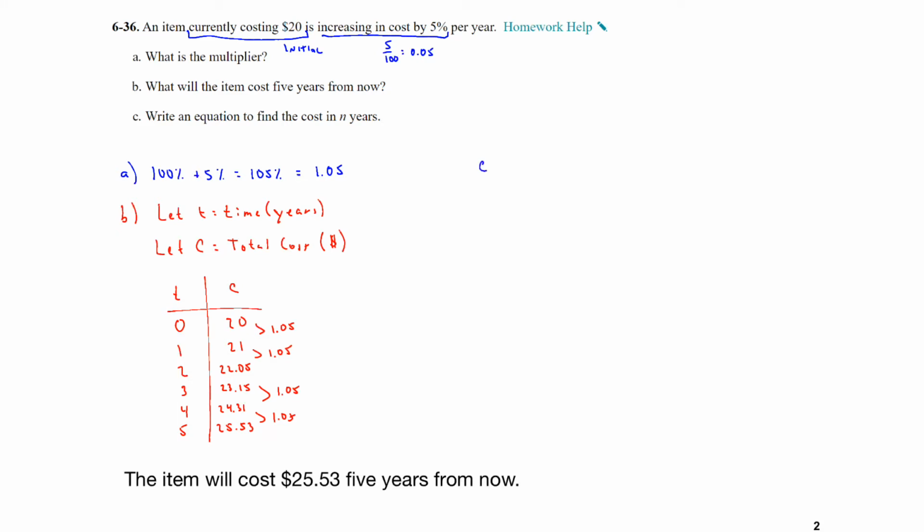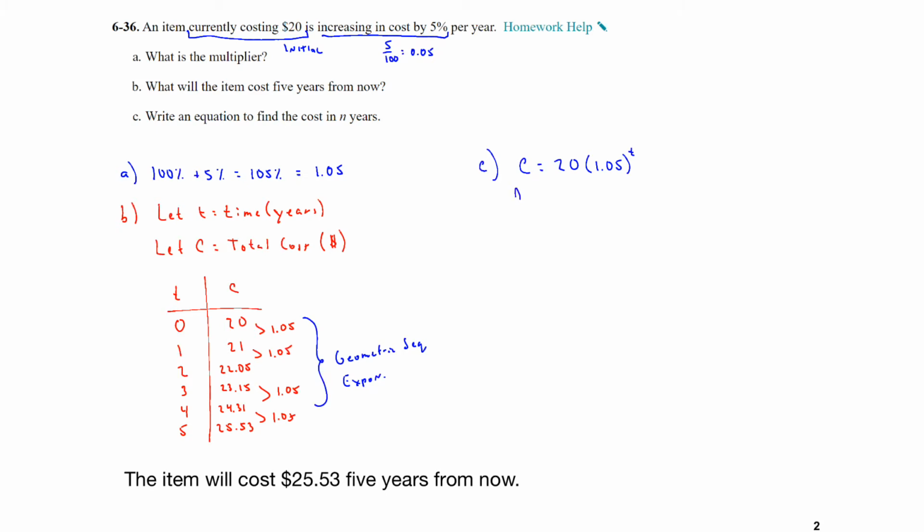When we look at part C, this is the one that I said you actually could do before B, and probably would have helped you out a little bit by not showing all that work. It says write an equation to find the cost in years. So we're going to write this as C since it's our dependent. So C is equal to, and what's our initial value? Well, our initial value is the $20. And remember, since we're multiplying right here, this represents a geometric sequence, or we could look at this as being exponential. So we know our initial is 20. We need to times it by the multiplier, which is 1.05, and then raise it to the t power.